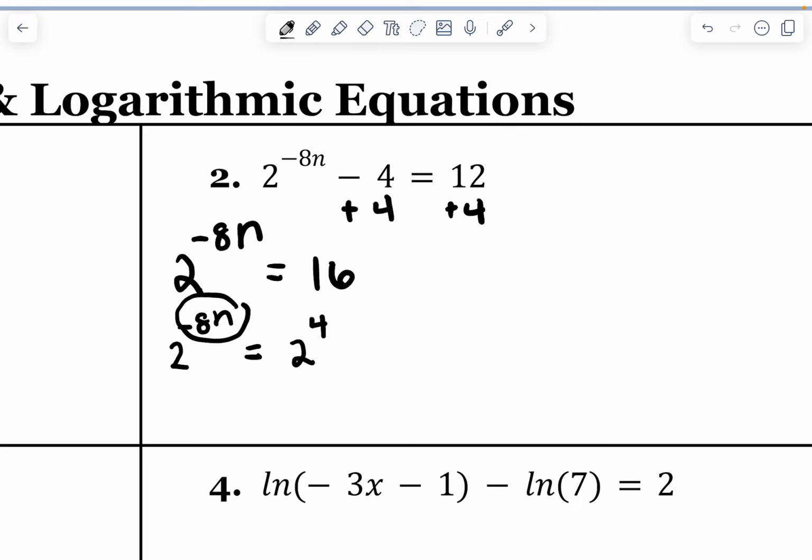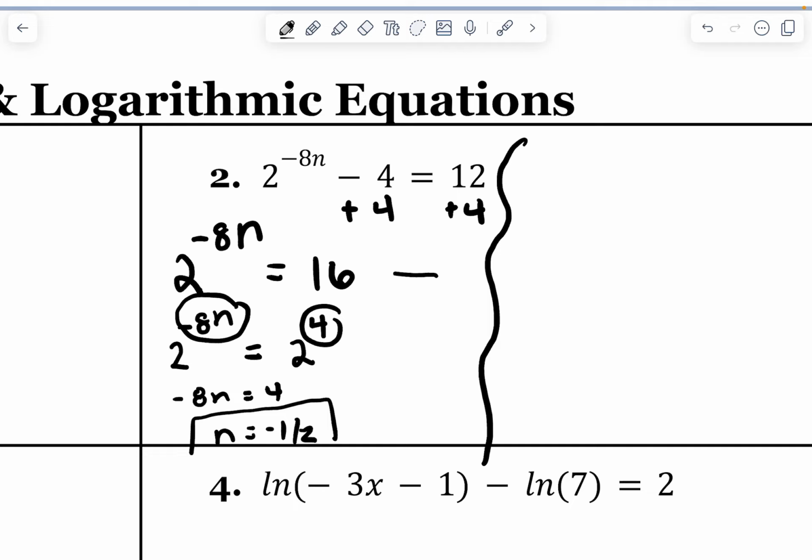Okay, now that the bases are the same, we can set the exponents equal to each other. So negative 8n equals 4. And if you divide by negative 8 on both sides, you'll get negative 1/2. Oh, I don't like what that looks like. So negative 1/2.